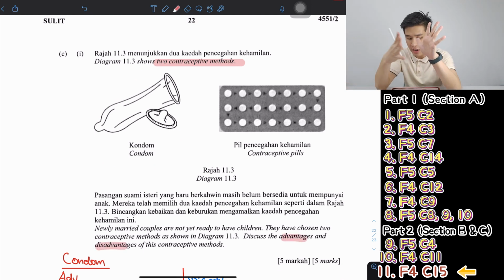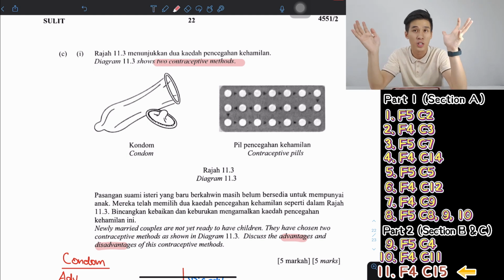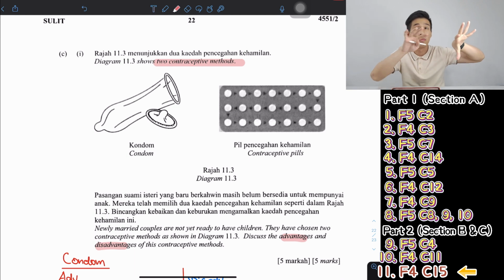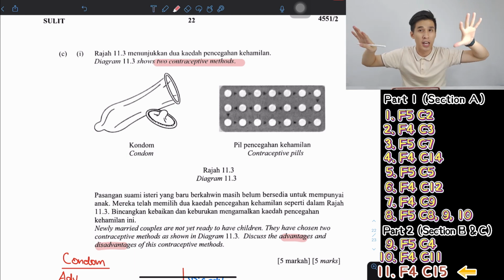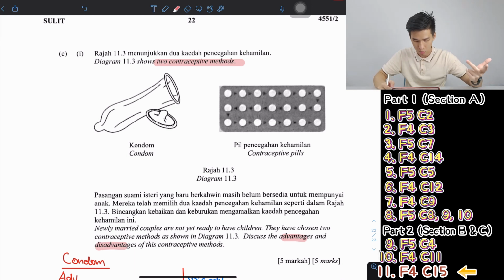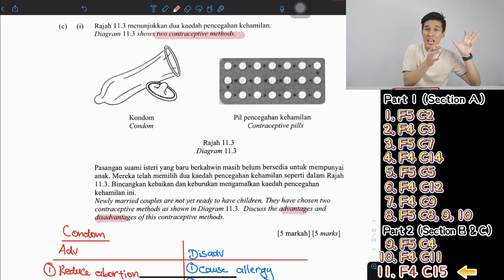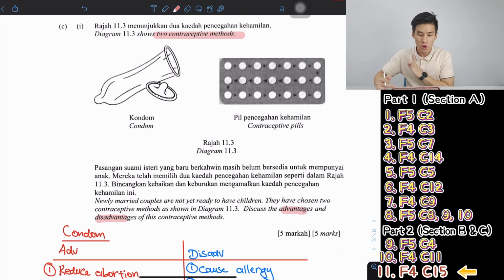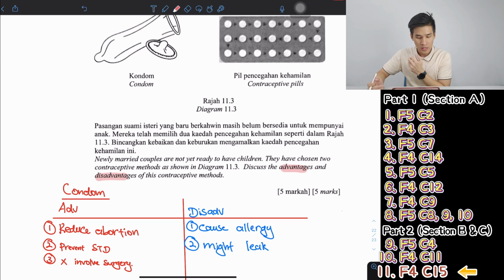Since this question is only 5 marks, you actually can group the advantages and disadvantages together, meaning you don't have to separate condom and contraceptive pill. Or you can separate and explain them, which is what I did here. It will be better in case next time they ask an individual question. So for the condom, I have already written down here, an advantage is, of course, that both can reduce abortion.